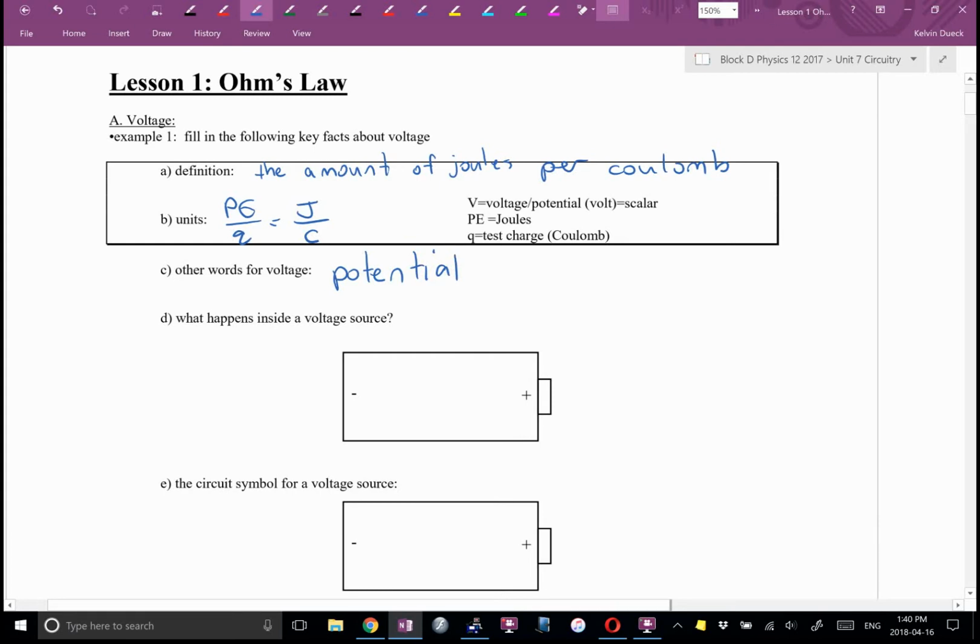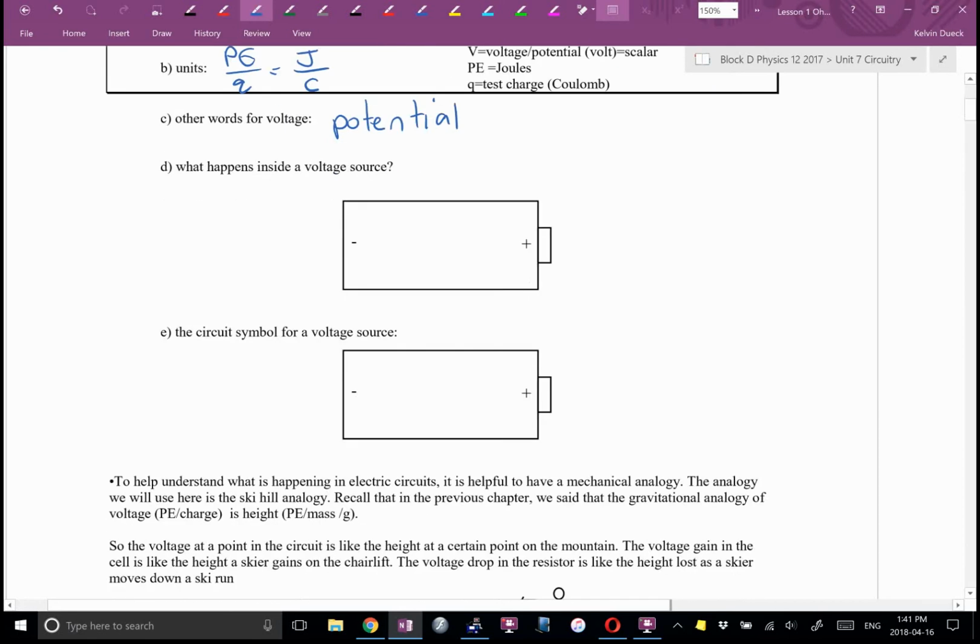So now we're going to start to talk about what's going on inside a direct voltage source. We're going to be talking about direct current. I'll mention a little bit about alternating current. Alternating current is what comes from the outlets. Direct current is what typically comes from a chemical battery. What's going on inside here?